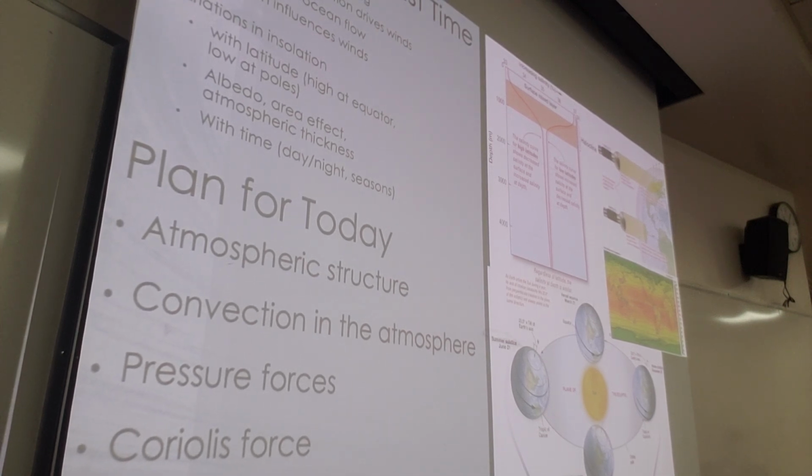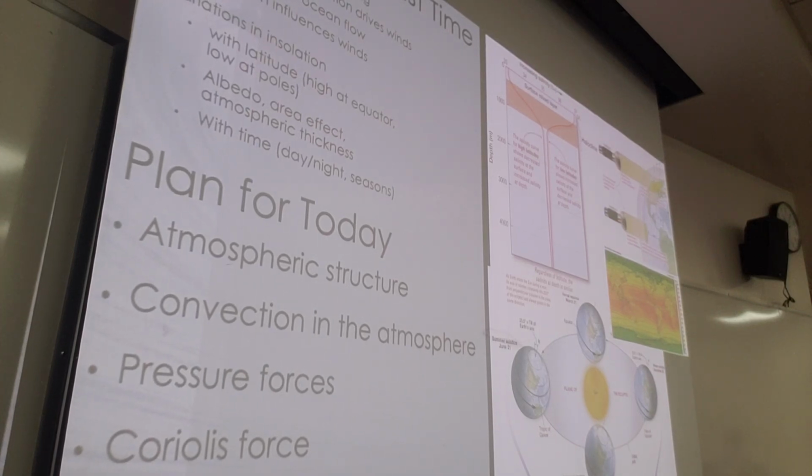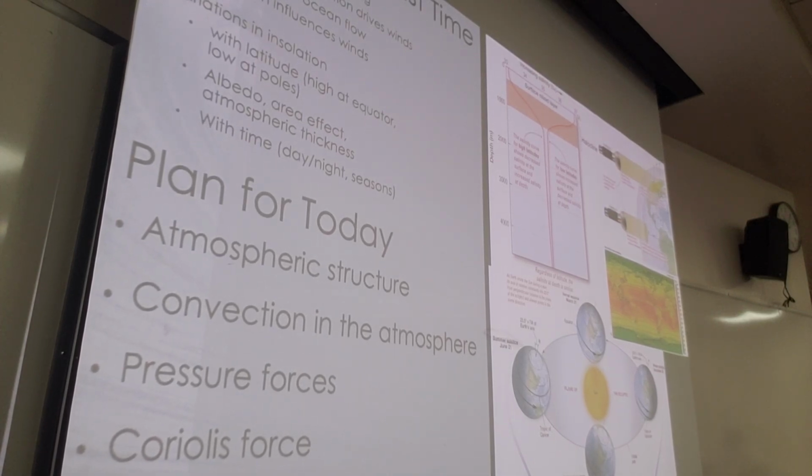But the ocean also influences the winds, and one example we talked about was El Nino. We're going to cover El Nino in more detail later. But the key thing is it's a big surface warming.